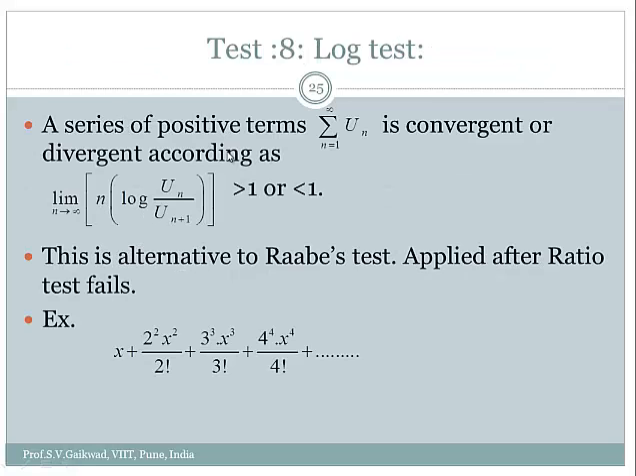This is now the log test. Actually, this is an alternative to Raabe's test. So if ratio test fails, we can apply log test. The series of positive terms is convergent or divergent according as the limit of n log of un upon un plus 1 is greater than 1 or less than 1. So limit greater than 1, series is convergent, limit less than 1, series is divergent. As I told just now, this is an alternative to Raabe's test. So apply after a ratio test fails. This is the example we solve now.